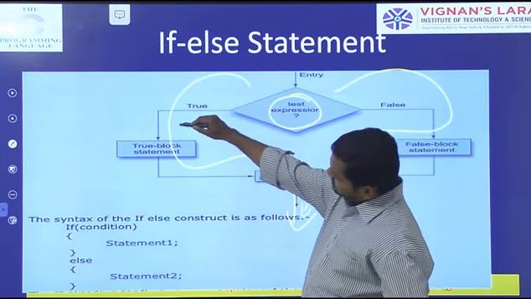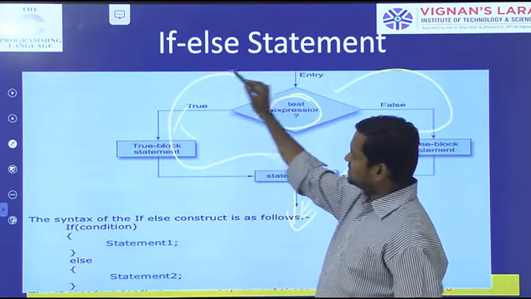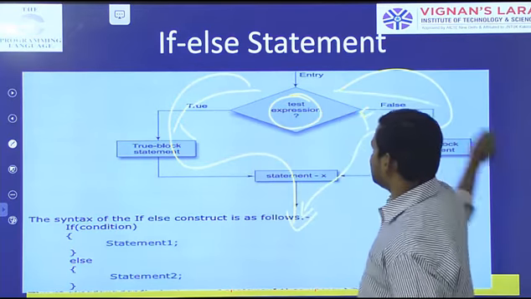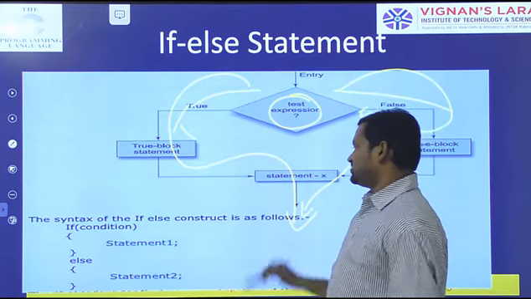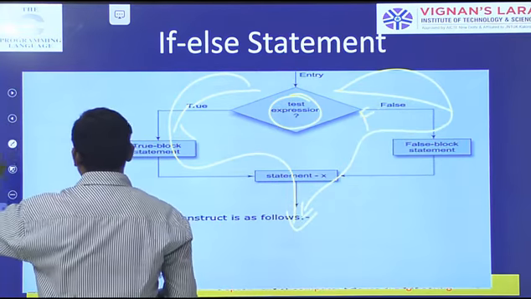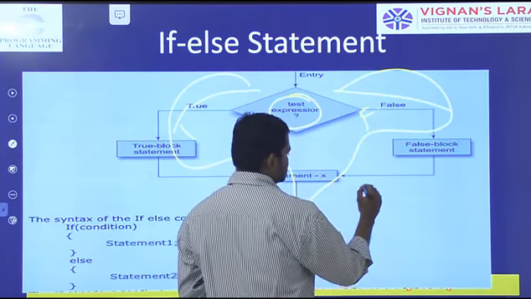So if it is true, the first one executes. If it is false, the other one executes. This is one way, this is another way, so it is a two-way. A simple if is only a one-way selection statement. So the syntax for the if-else statement is as follows.